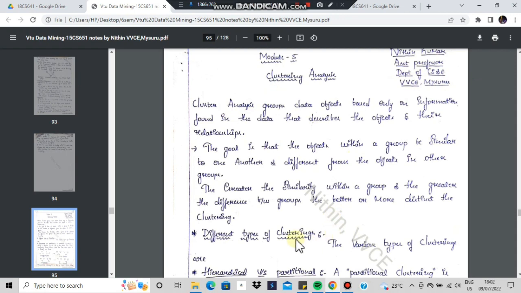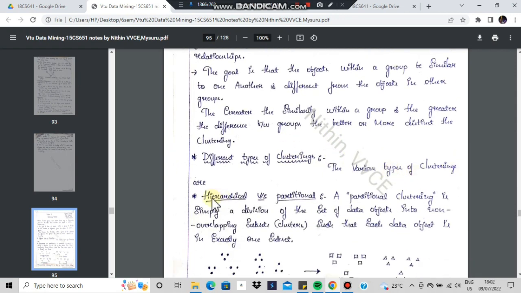Then we have the different types of clustering. Okay, so various types of clustering are hierarchical versus partitional. A partitional clustering is simply a division of the set of data objects into non-overlapping subsets such that each data object is in exactly one subset. So there are different subsets here, and one point will be in a single subset, not in multiple subsets. That is the partitional.